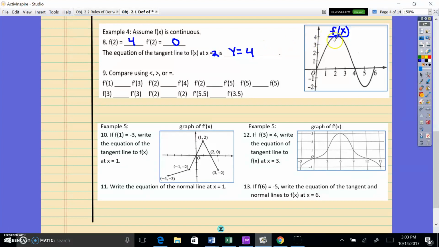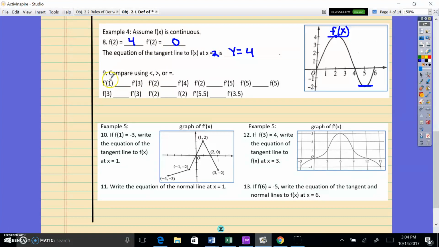So all it's going to be is y equals whatever the y value is at that point, which is 4. So there's another place where the slope of the tangent line is 0, and that happens here at 5. So if I were asked the same question about 5, what's the equation of the tangent line, I would have said y equals -2, and the derivative at 5 would have been 0. Now it's going to ask us to do some comparison.